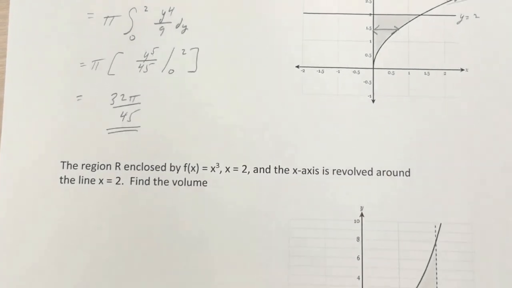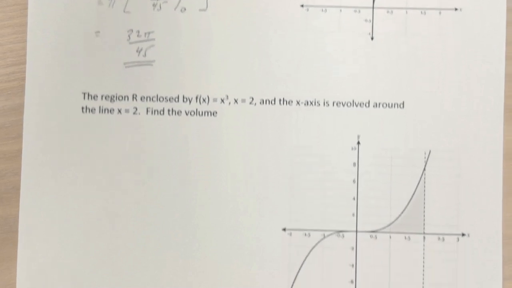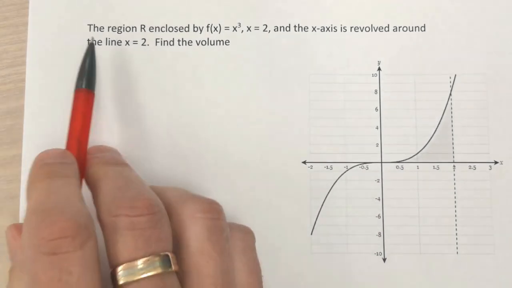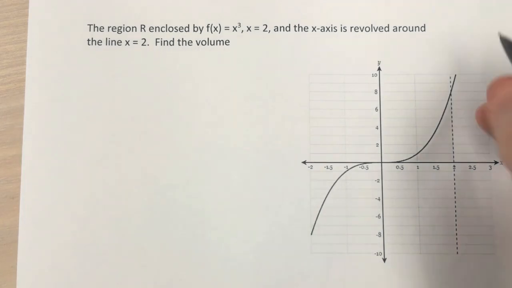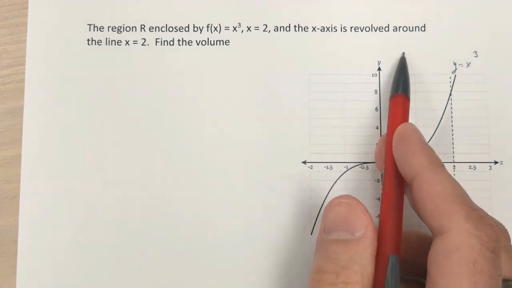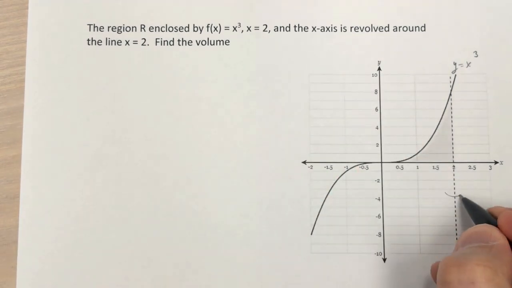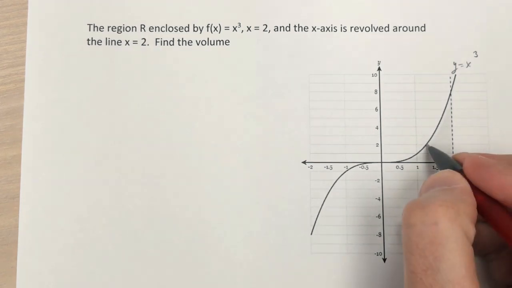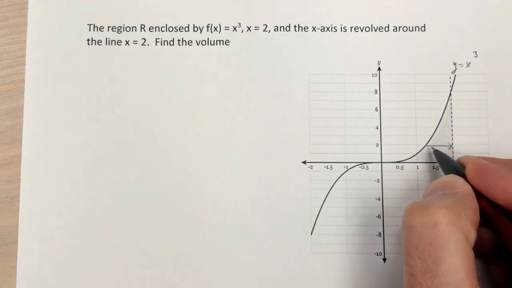Again, you can go around lines other than the y-axis. You can go around parallel to the y-axis. There's my last example right here. The region R enclosed by f of x equals x cubed, x equals 2, and the x-axis is revolved around the line x equals 2. So I'm going to revolve it around this line. So once again, my double arrow has to go horizontal.